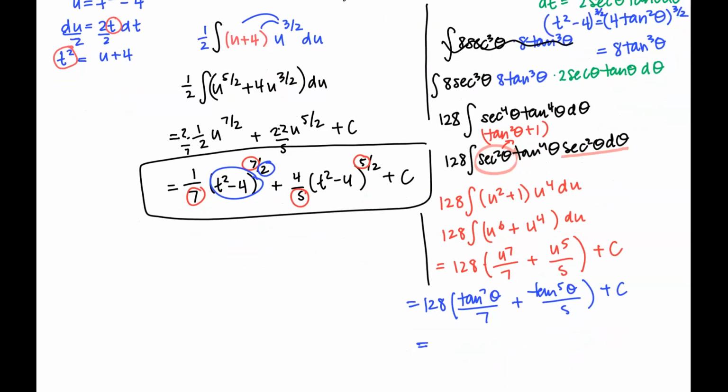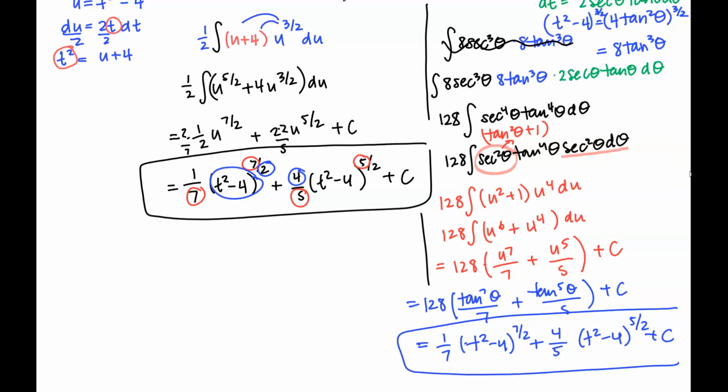This is going to end up with 1 over 7. I'm not going to write my thing. t squared minus 4 to the 7 halves. This one will only have 5 instances of 2. So we'll end up with 2 squared still in the numerator. So we'll have 4/5, and then we'll have our t squared minus 4 to the 5 halves. So this is what you should have gotten if you did the trig sub instead of the wild thing I just decided to try when I saw the problem.